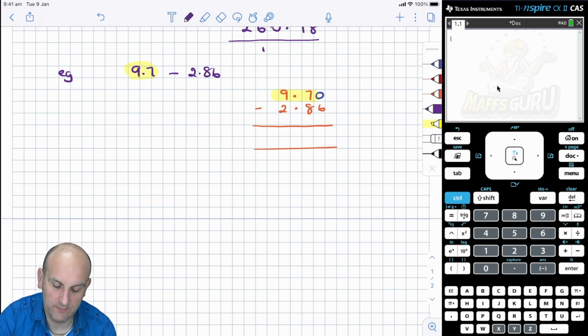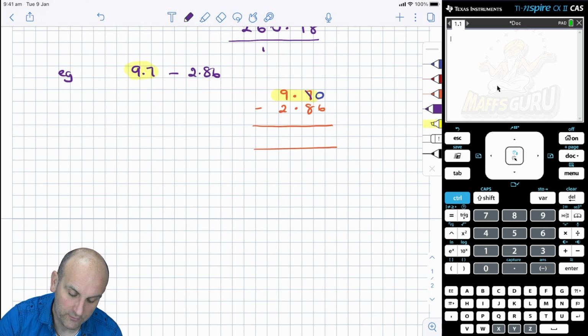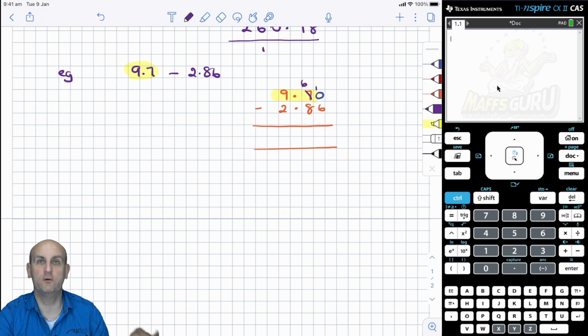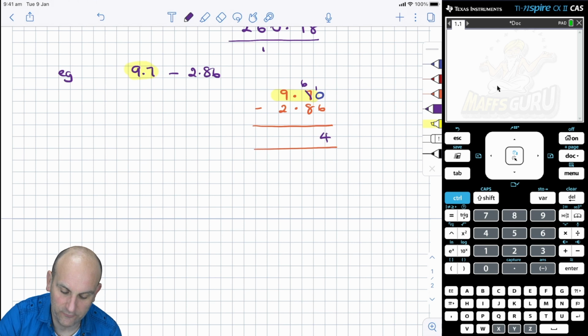So subtract them. Oh, hold on a moment. I can't subtract them because I've got 0 take away 6. That'll give me negative numbers. So what I'm going to do is I'm going to borrow. So that becomes a 6 and I'm going to make that a 10. So I'm just borrowing one of the tenths and adding it over. So 10 minus 6 gives me 4.